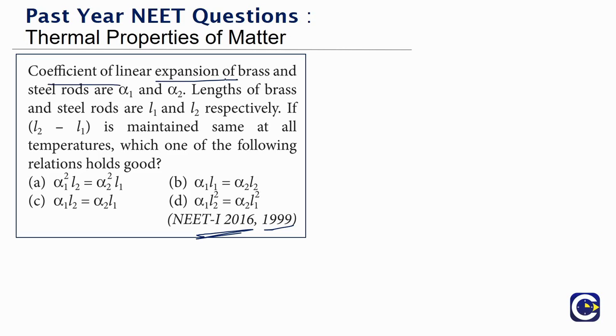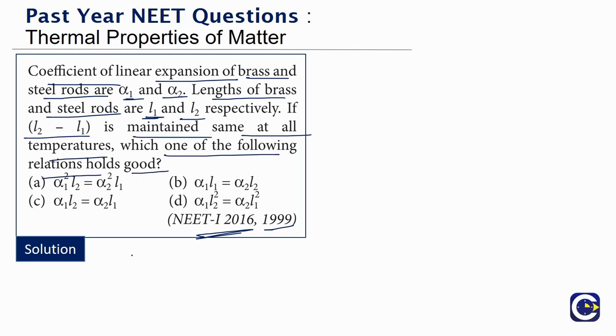The coefficient of linear expansion of brass and steel are alpha 1, alpha 2. The length of the brass is L1 and steel is L2. If L2 minus L1 is maintained the same at all temperatures, which one of the following relations will be holding good? So initially, what is the length of the brass? L1. What is the coefficient here? Alpha 1. What about the steel? Its length is L2 and coefficient is alpha 2. If you change the temperature by delta T, the final length of the brass is L1 into 1 plus alpha 1 delta T.